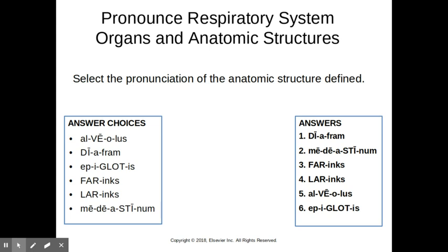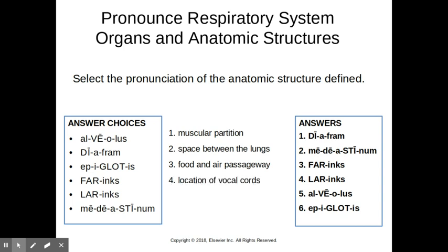So, select the pronunciation of the anatomic structures defined. Muscular partition: diaphragm. Space between the lungs: mediastinum. Food and air passageway: pharynx. Location of vocal cords: larynx. Air sac at the end of the bronchial tubes: alveolus or alveoli.